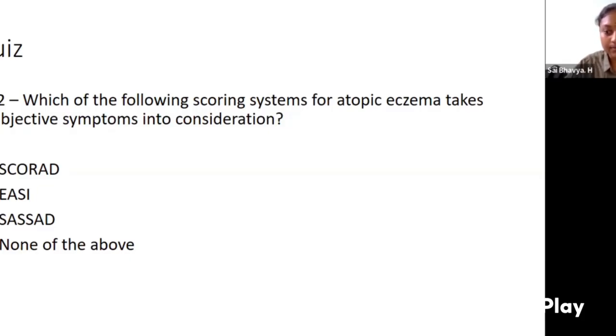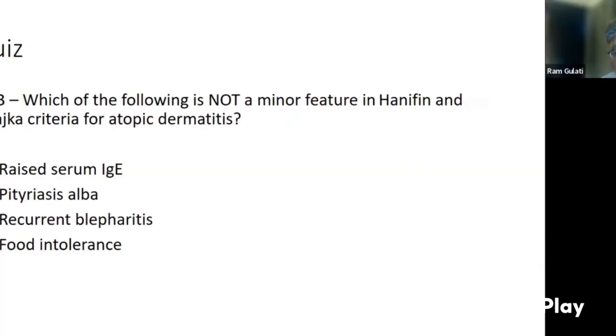The third one is, which of the following is not a minor feature in Hanifin and Rajka's criteria for atopic dermatitis? So which one is not a feature? Raised serum IgE, second is pityriasis alba, third is recurrent blepharitis, fourth is food intolerance.